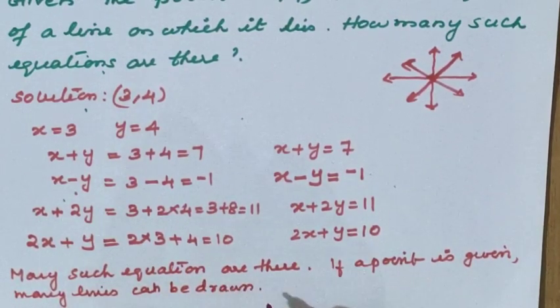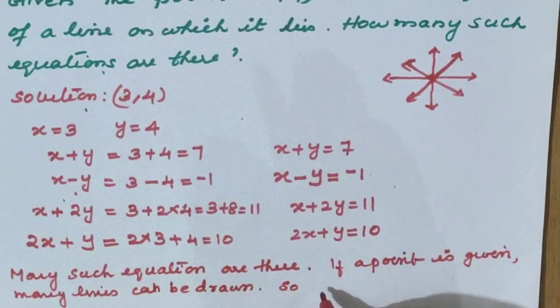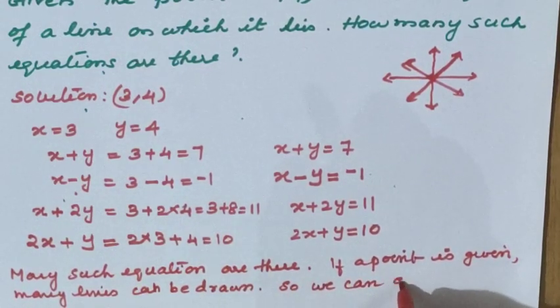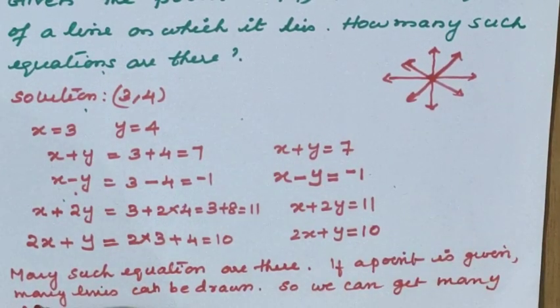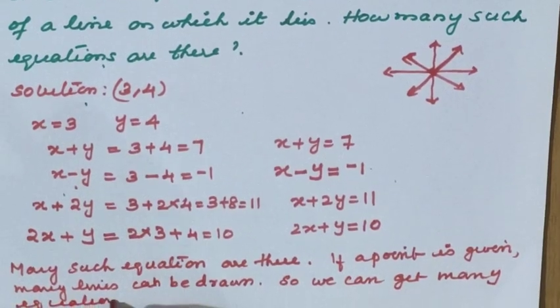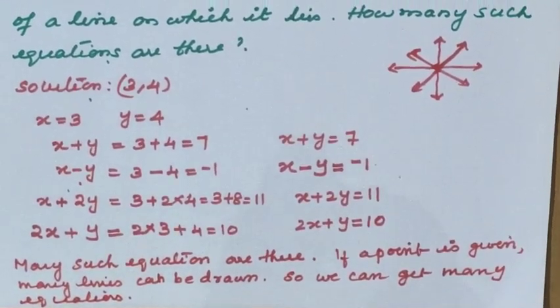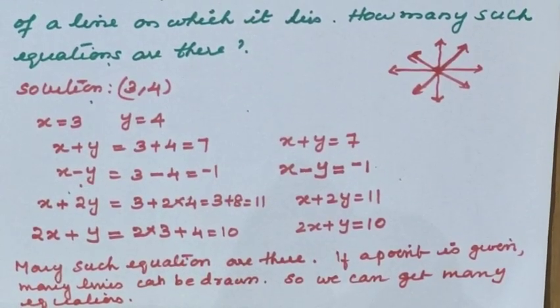So many equations also we can get. So we can get many equations. Clear? So we can get many equations. I think you have got the idea. One more similar sum we can solve now.